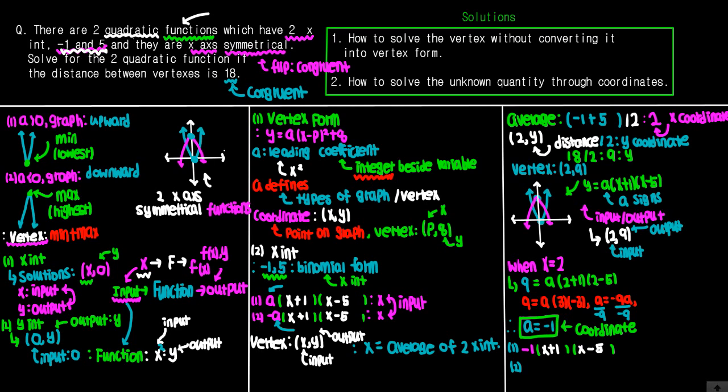So there are obviously going to be two binomials because they're the same. And we're going to have x plus 1 and x minus 5. And there is the y value, which is our output of the function. We're done solving this question. So these two functions are the final answer to our question.